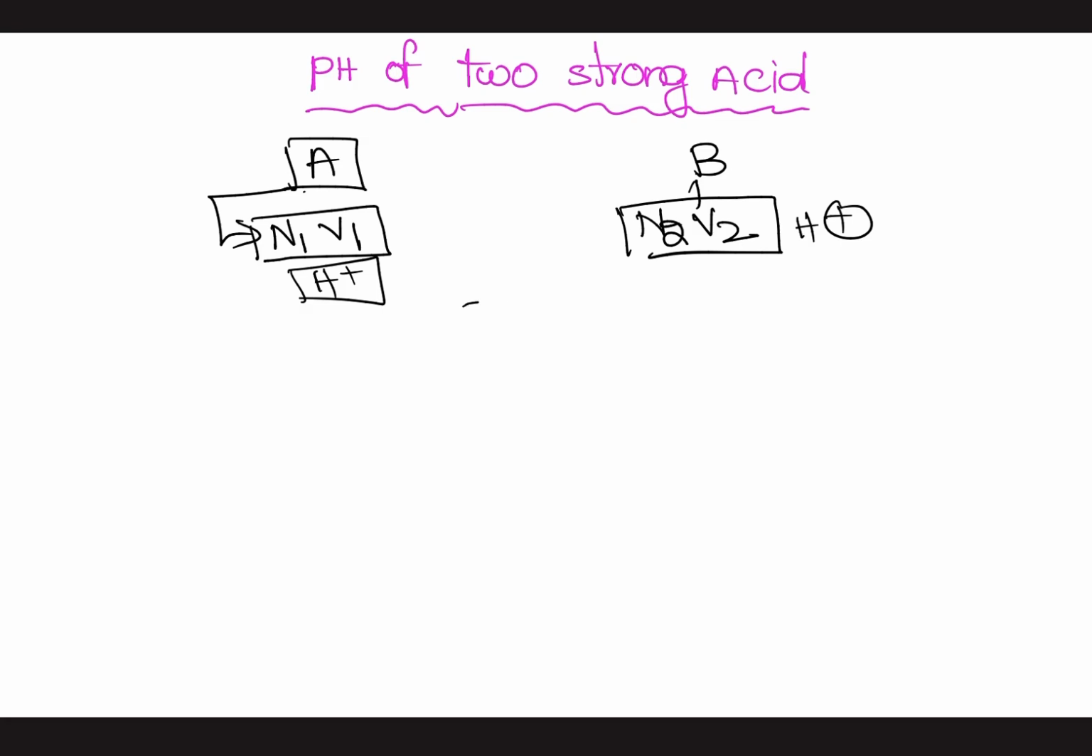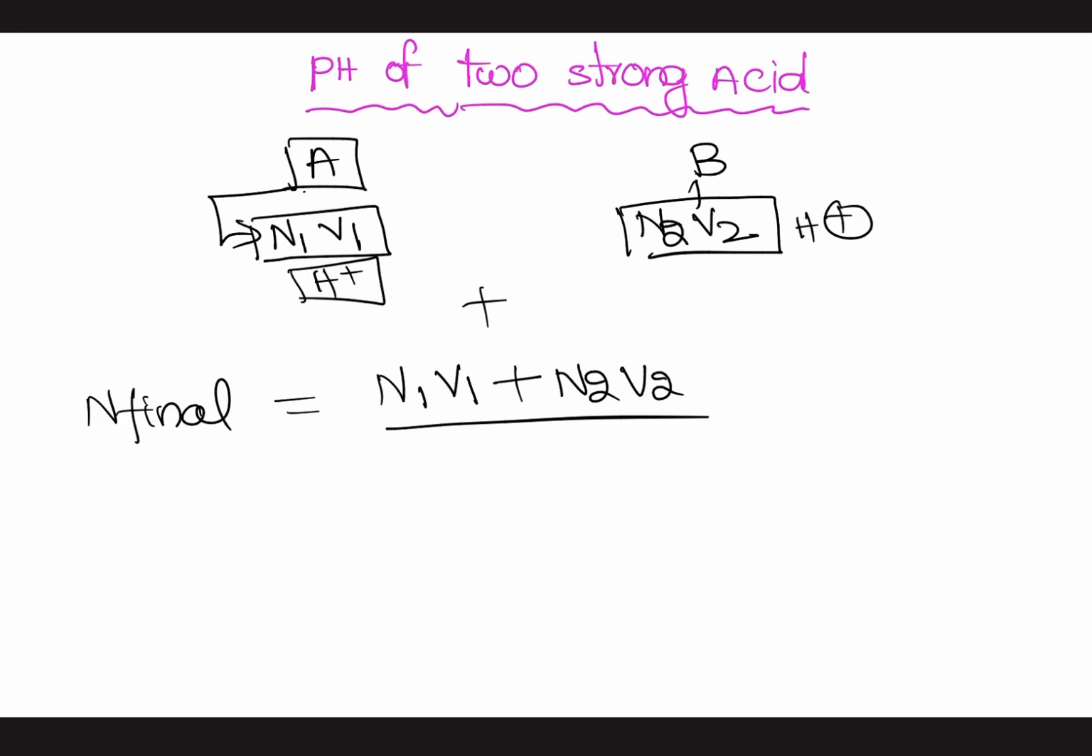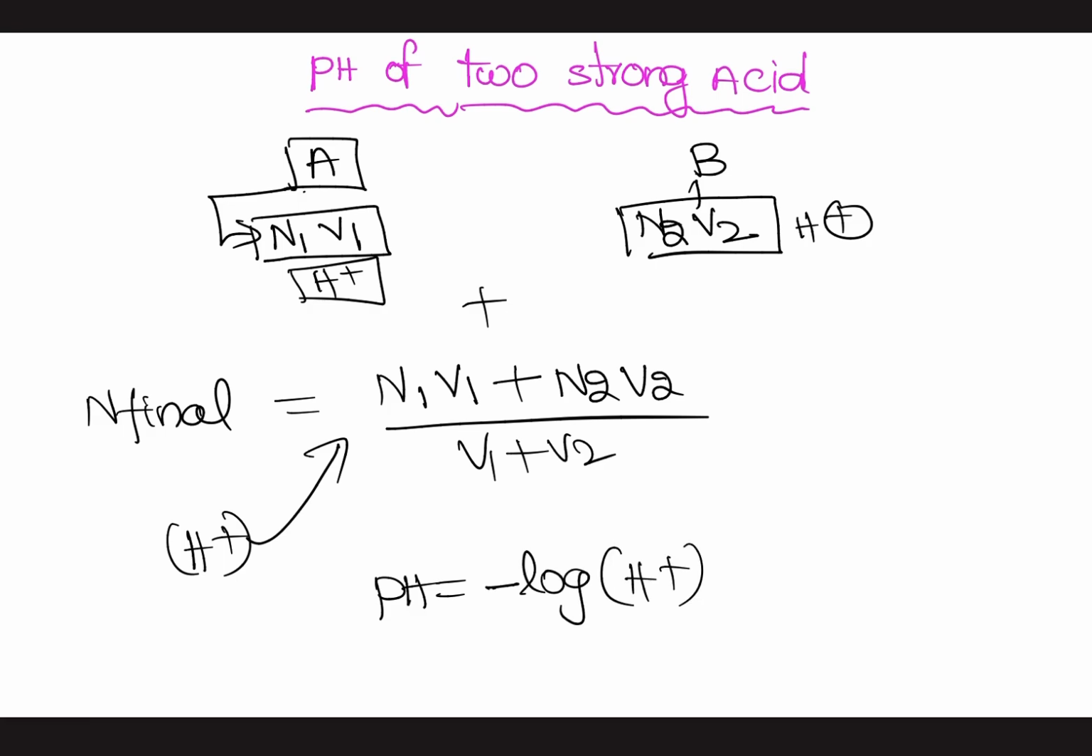When we mix these together, the final concentration of H plus will be there. So we have to use this formula: concentration of acid A, that is N1, times volume of acid A, that is V1, plus concentration of acid B, N2, times volume V2, upon V1 plus V2. By using this, we will get the H plus ion concentration. Once you get the H plus ion concentration, we can calculate pH is equal to minus log H plus. By using this formula, we can calculate.